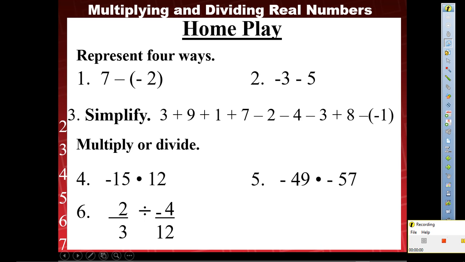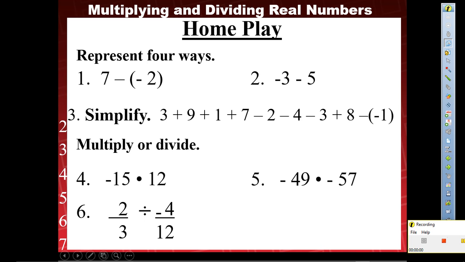Home plate for tonight is only 6 problems, only. Home plate, numbers 1 and 2 represent 4 ways. Number 1 is 7 minus -2, and number 2 is -3 minus 5. Number 3, simplify: 3 plus 9 plus 1 plus 7, minus 2 minus 4 minus 3 plus 8, minus -1.